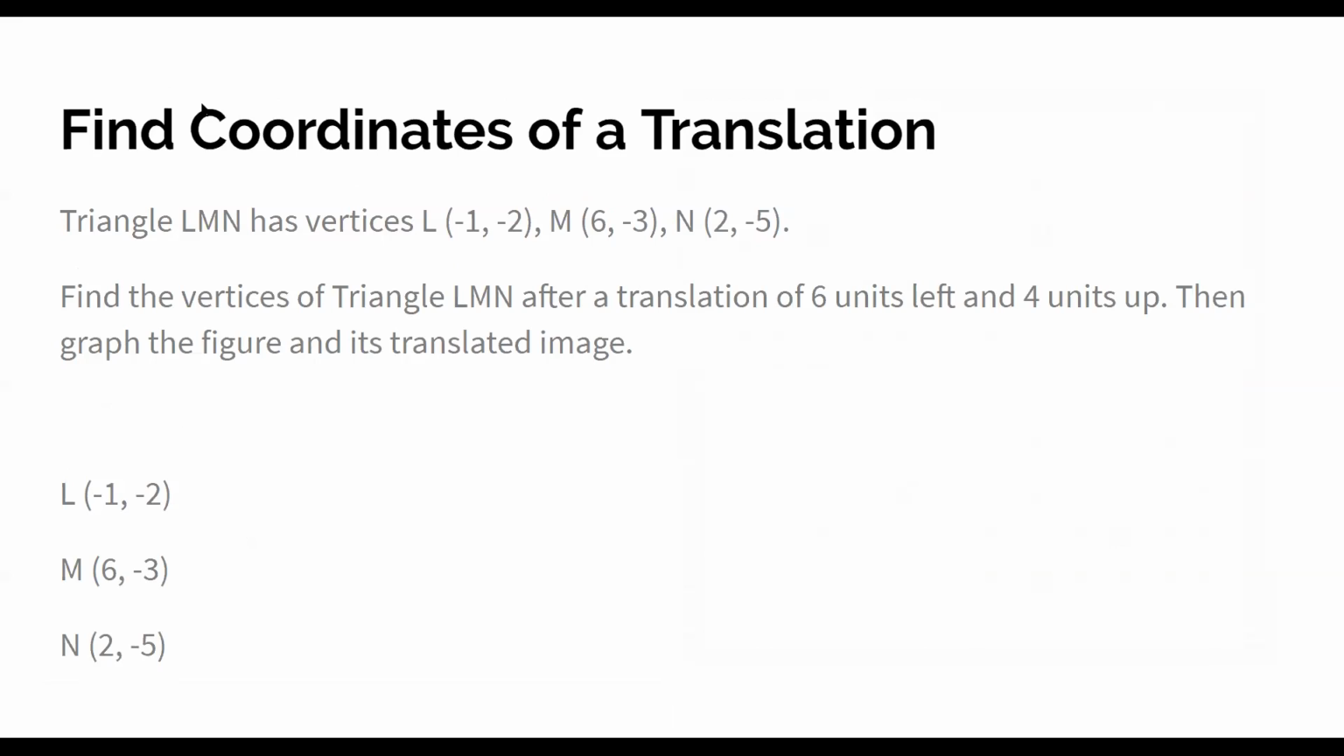So looking at this example, it says triangle LMN has the vertices L is at -1, -2, M is at 6, -3, and then N is at 2, -5. So you're going to find the vertices of new triangle LMN after a translation of 6 units left. So moving this way, so that would be negative, and then 4 units up. So this is going to be positive, and then graph the figure in its translated image.